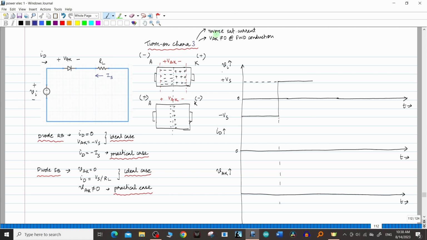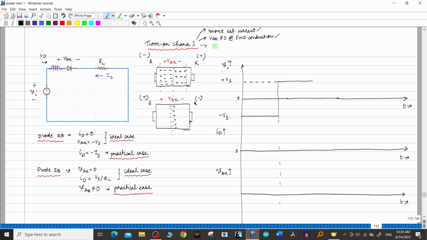So here we have added two non-linearities, that is reverse saturation current and VAK is not equal to 0 at forward conduction. Now we will add two more non-linearities. To protect the diode from sudden current surges, usually an inductor is placed in series.